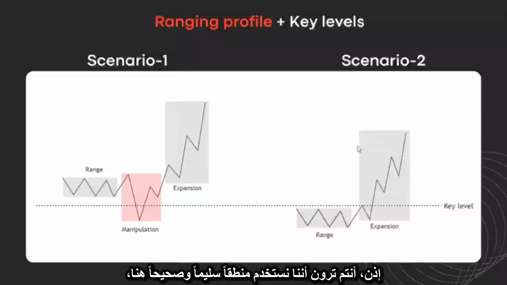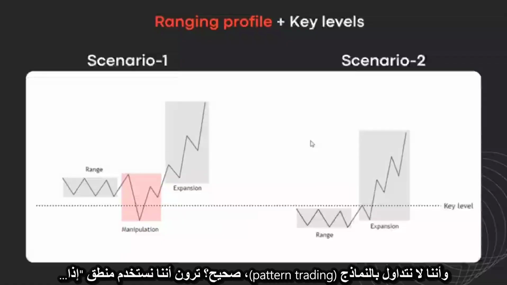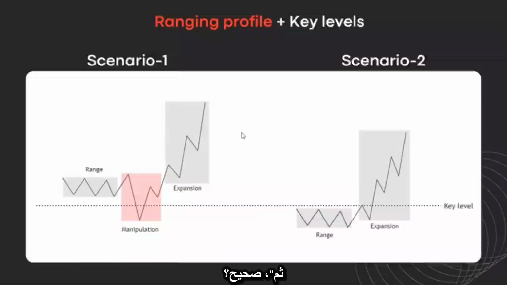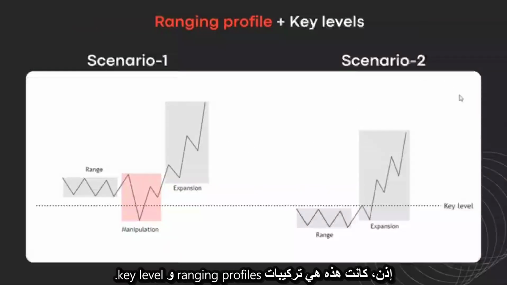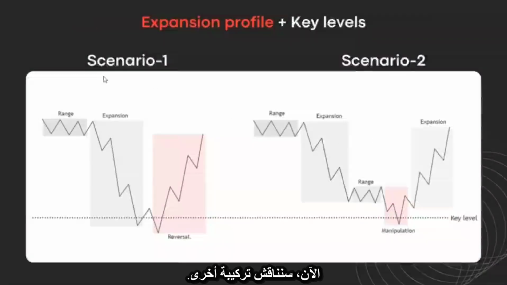So you're seeing that we are using proper sound logic here, and we aren't pattern trading it, right? You see that we are using if-then logic. So these were the combinations of ranging profiles and key levels. Now we're going to discuss another combination.